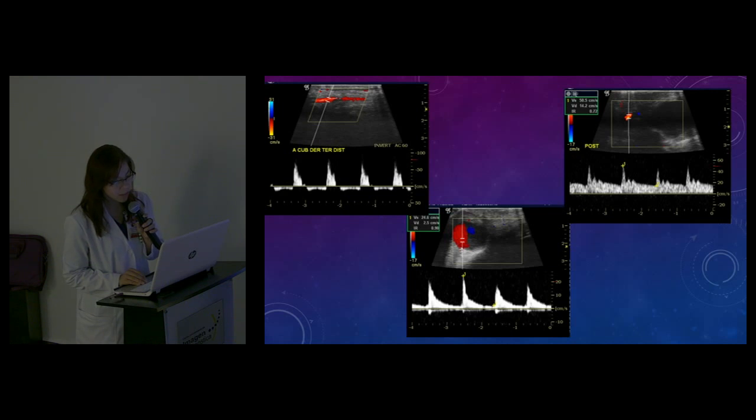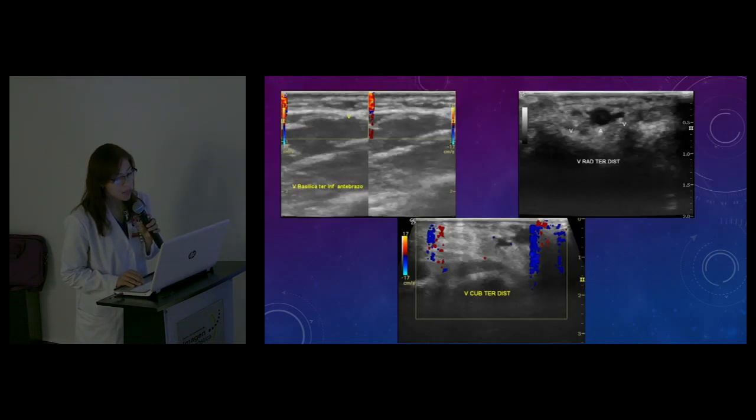The distal third of the ulnar artery was examined, observing a fine flow on the spectral Doppler scan. The basilic vein and the ulnar veins were also explored, which present adequate compressibility without aneurysmal dilatation.